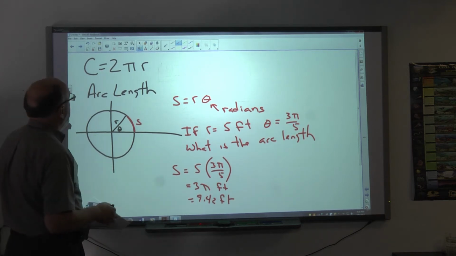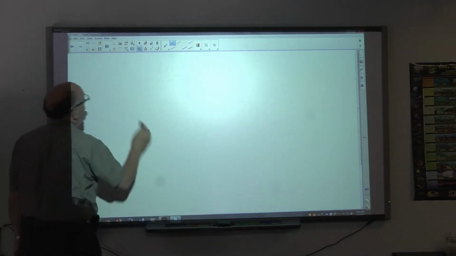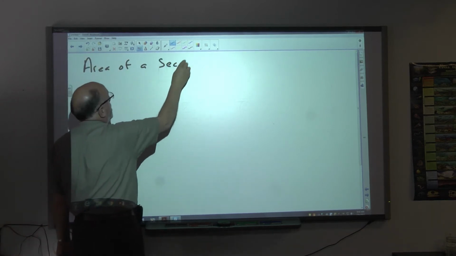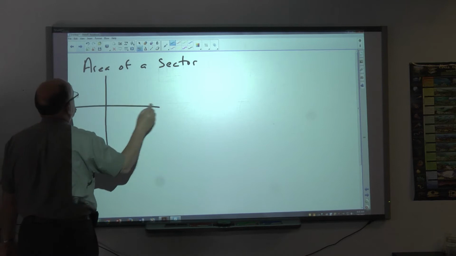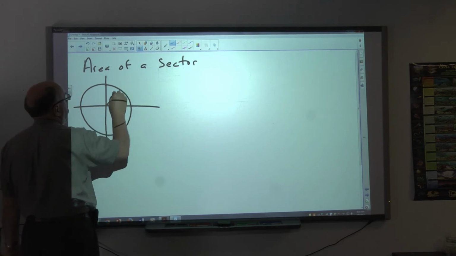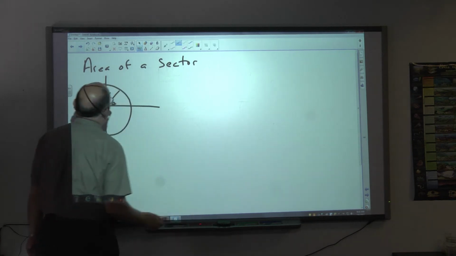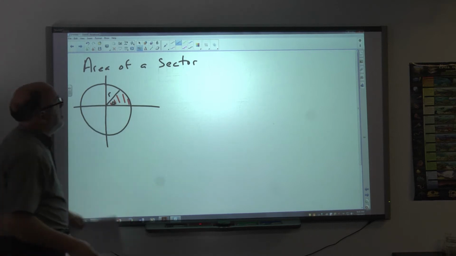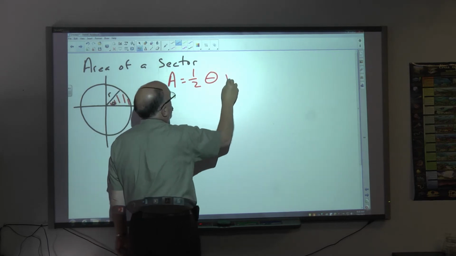So we have the arc length formula. We can also find the area of a circle sector. Again, we have our circle, our r value, and our theta. Now we want to find the area of that wedge. The area is given by 1/2 theta r squared.